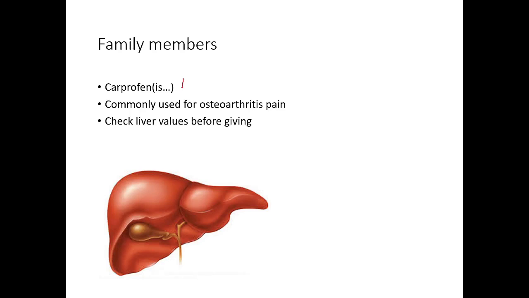What is carprofen? This is another family member that is commonly used. Carprofen is Rimadyl, used for osteoarthritis pain. It actually is helpful for the joints. It helps to rebuild cartilage in the joints. So it is good for not only stopping the pain, but also for rebuilding cartilage. Aspirin, on the other hand, will break down cartilage. So we need to remember those two little specifics about those two things.